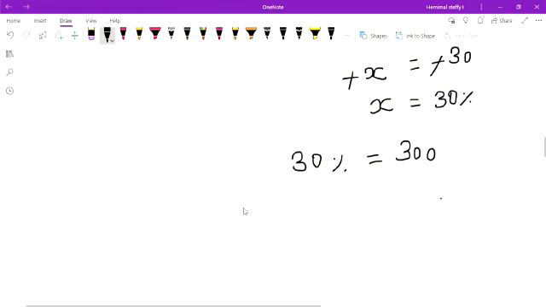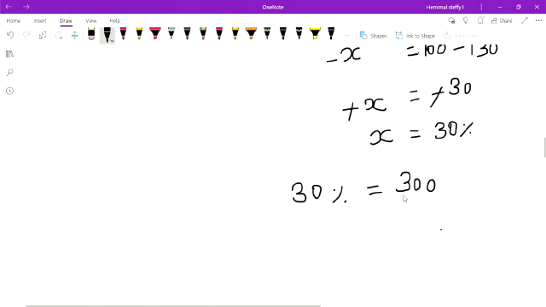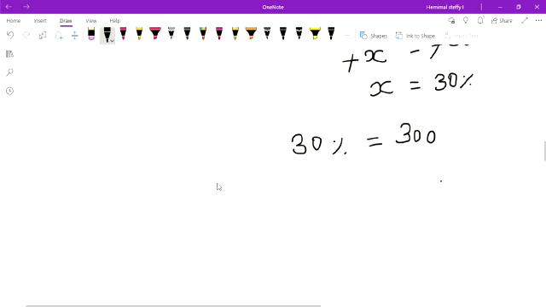So how do you find that? You know 30% of students is 300. What is the 30 percentage of all students? Total number of students I am taking as n, because I don't know the total number of students yet. So 30% of n is equal to 300, because we have already found 30% equal to 300.